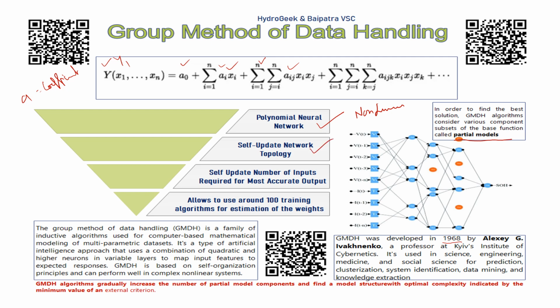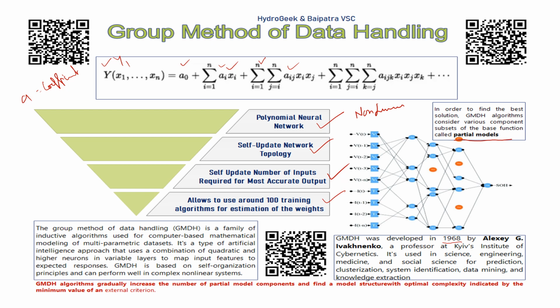Second is self-update network topology. I have explained this. Network topology, the number of inputs and number of hidden layers and nodes are self-updated based on the values of fitness function for different topology. Only the best fitness function and its corresponding network topology is retained. All other network topology is obliterated. Also, this one is also self-update member of inputs required for most accurate output. I have explained it. And I have also explained it allows to use around 100 training algorithms for estimation of the weights, as I've said.